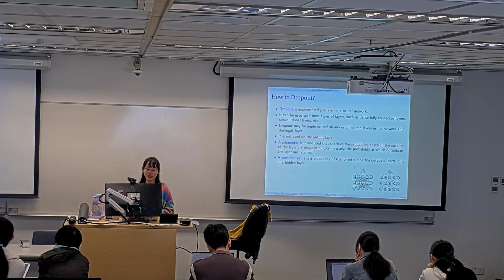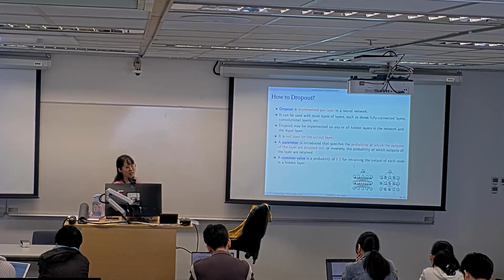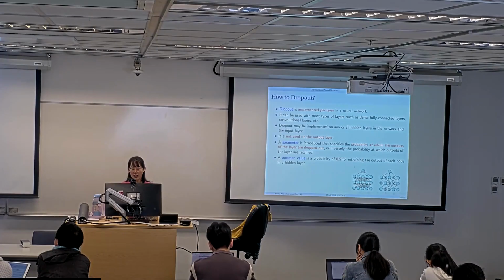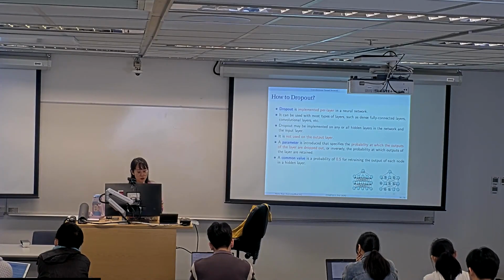Then you can implement such a dropout layer after your layer. For example, after a fully connected layer, you can add a dropout layer, and a convolutional layer can also be followed by a dropout layer. Right after a convolutional layer, you can have a dropout layer, and dropout may be implemented on any or even all hidden layers in the network. And possibly, dropout can also be applied in the input layer, but usually we don't.